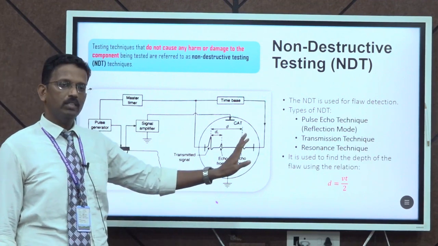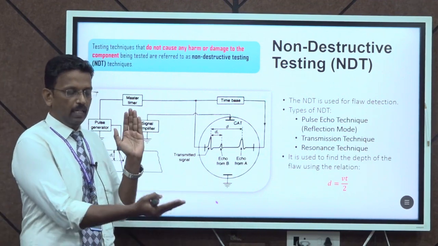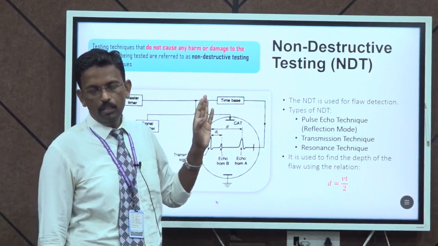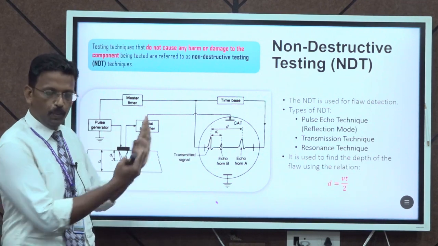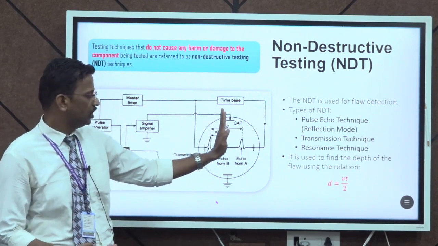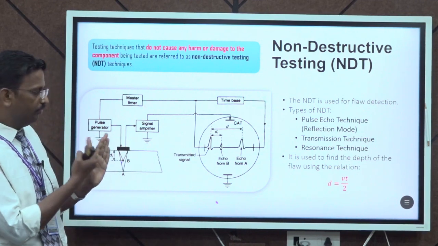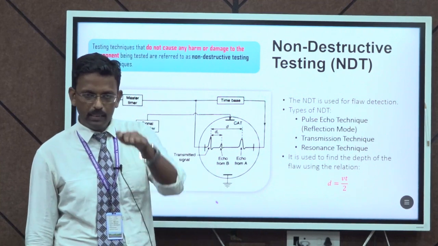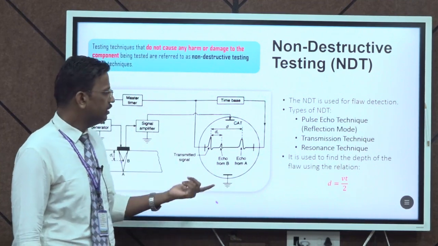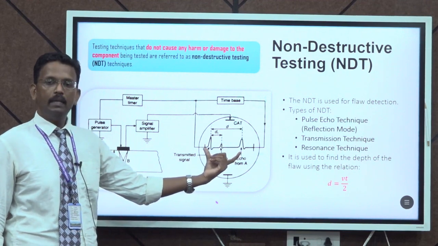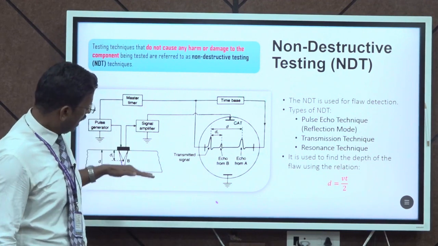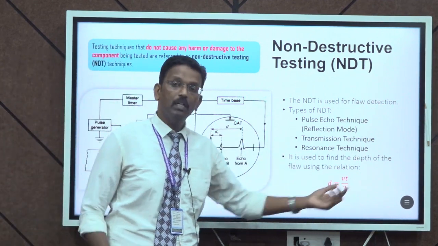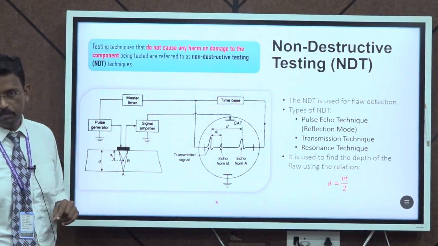This CRO works with time on the x axis, and on the y axis it measures the amplitude of the signal. The time difference T between the top reflection and the echo, when we substitute it in the formula, gives the depth of the flaw from the surface of the specimen. Similarly, when we measure the time difference between the initial pulse and the back wall reflection and substitute the time in the formula, we can easily measure the thickness of the specimen.